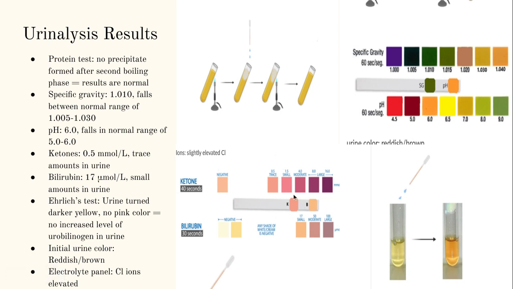For the ketones, there are very trace amounts of ketones in the urine. We can see that there's only 0.5 millimoles per liter. And same thing for the bilirubin. There's small amounts of bilirubin in the urine. For the Ehrlich's test, the urine turned darker yellow and there's no pink color, which indicates that there's no increased level of urobilinogen in the urine. The initial urine color that was noted is reddish brown, and the electrolyte panel indicated that there are slightly elevated chlorine ions in the urine.